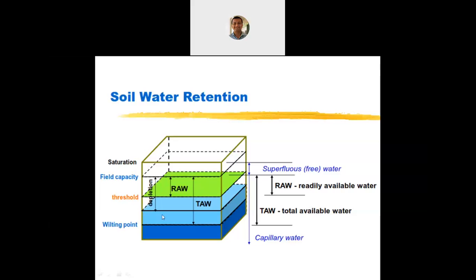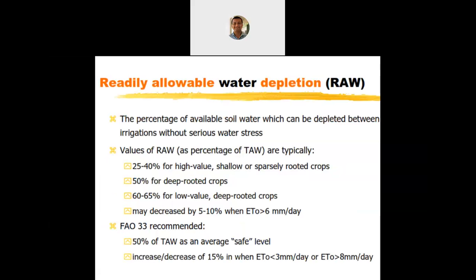So we can juggle with this portion of the soil in order to schedule the irrigation and also simultaneously take care of the water savings. Now the percentage of available soil water which can be depleted between irrigations without serious water stress lies within the readily available water. And the values for readily available water as a percentage of total available water vary between 25 to 40% of the total available water.